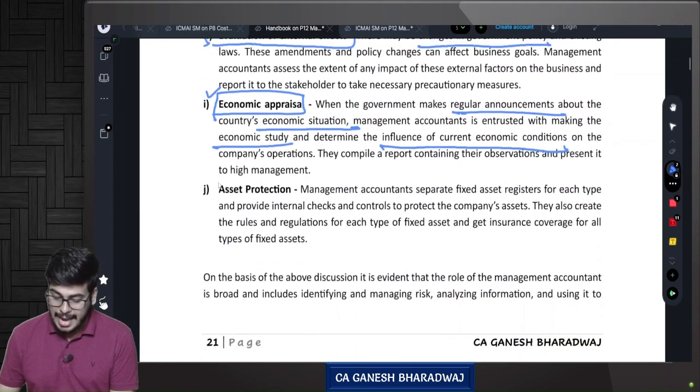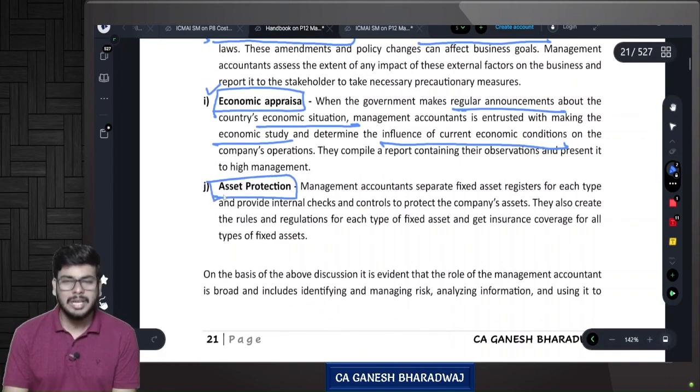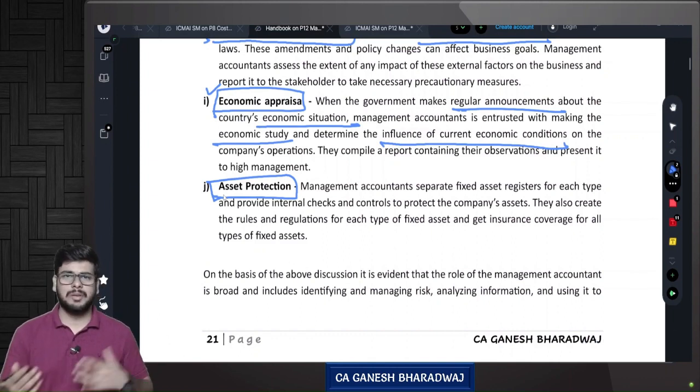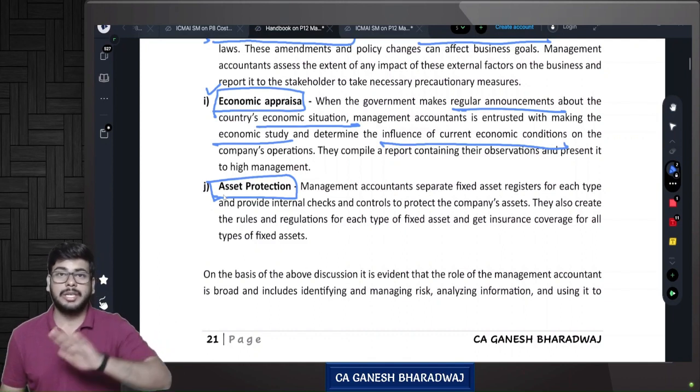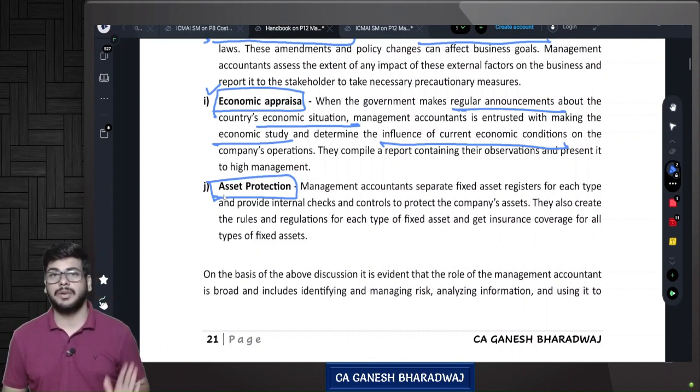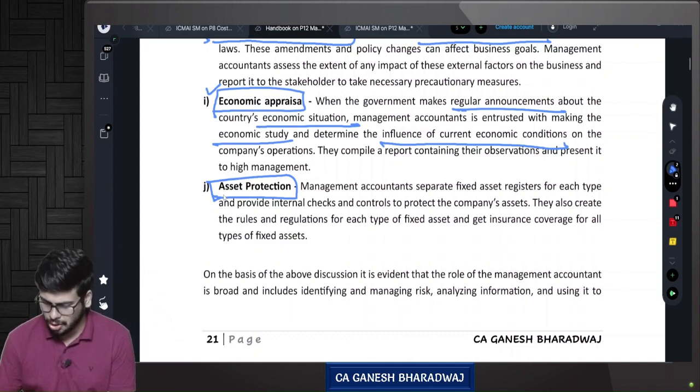Economic appraisal, asset protection, obviously. So a company is made up of what? Assets, right? So you have so many machineries, you have so many assets, buildings, whatever it is. At the end of the day, it is also the responsibility, not an exclusive responsibility, it is also the responsibility of the management accountant to ensure that all the assets are properly used effectively for the best interest of the organization. So theoretically, they have mentioned all these things.